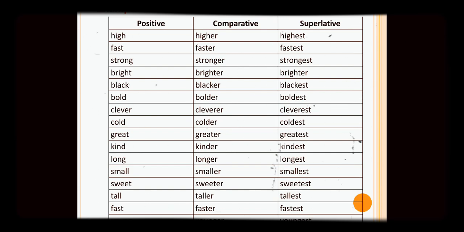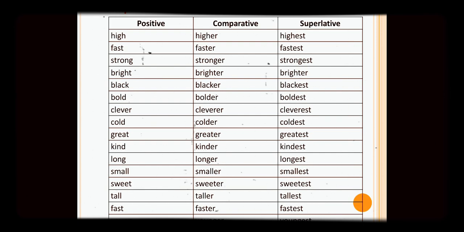Okay, examples of three degrees of comparisons in respect to adjectives. In positive degree, adjectives how they are. In comparative degree, how adjectives are. And in superlative degree, how adjectives are changing their form. Let us try to understand. In positive degree, high; in comparative degree, higher; in superlative degree, highest.